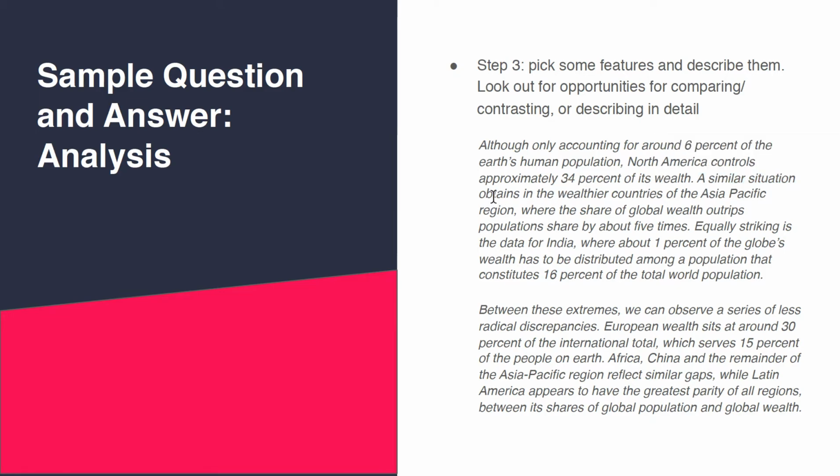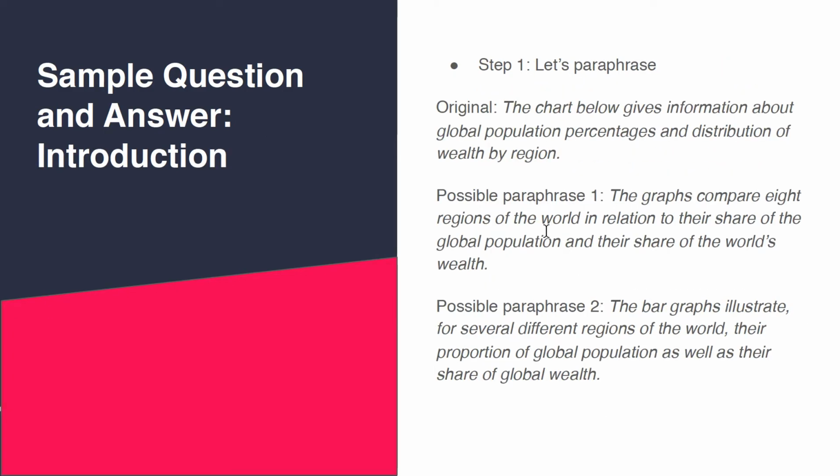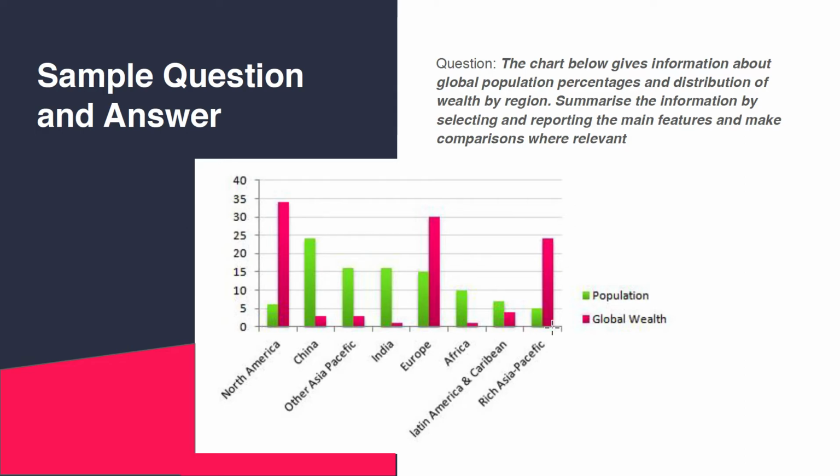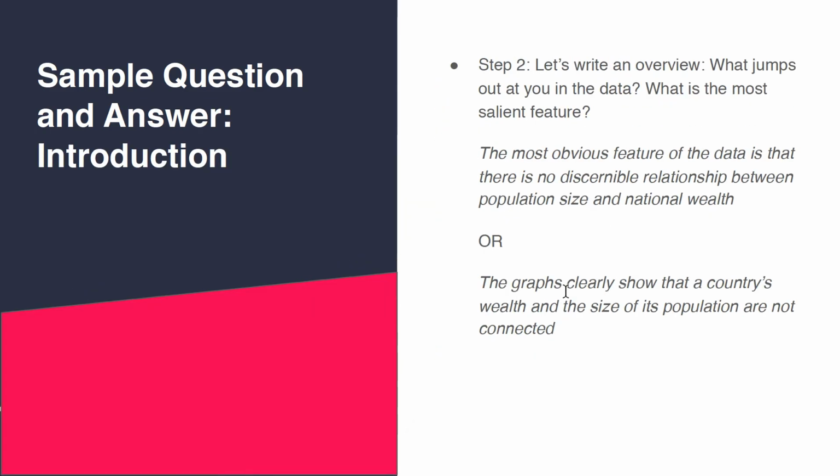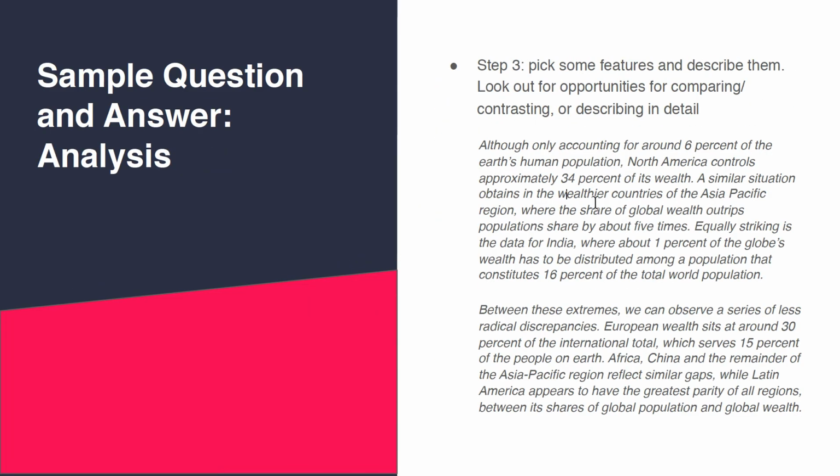A similar situation obtains in the wealthier countries of the Asia Pacific region, where the share of global wealth outstrips population share by about 5 times. So just to check that I've said the right thing there, I've got 5% population and I've got almost 25% for global wealth. Then I'm going to follow that with a contrast.